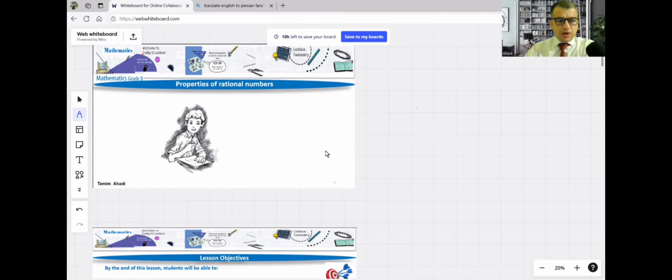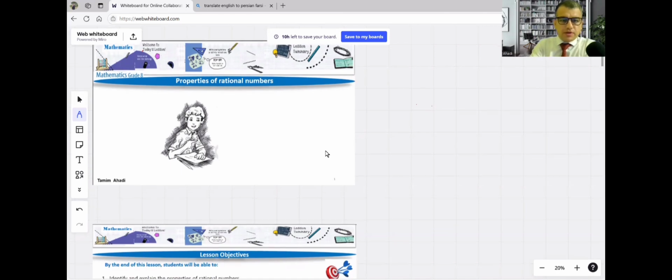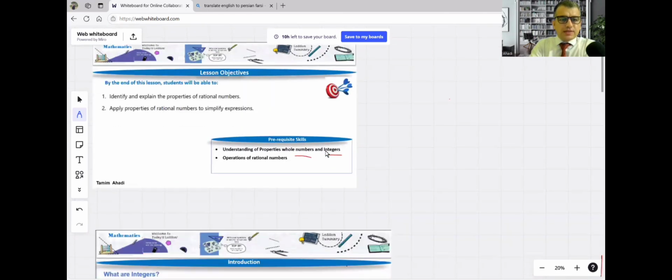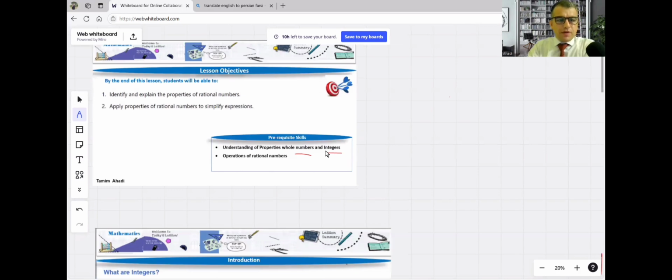This one is called Properties of Rational Numbers. By the end of this lesson, we will be able to identify and explain the properties of rational numbers and apply properties of rational numbers to simplify expressions.